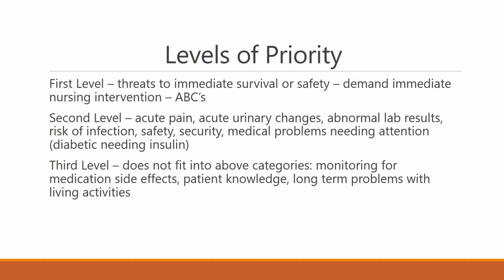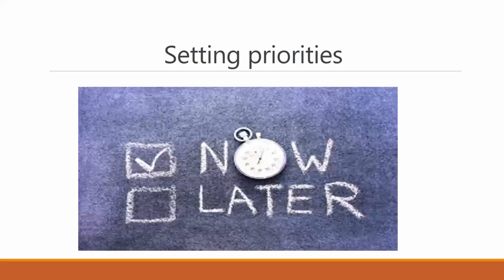Third level of prioritization is what does not fit into all categories. Monitoring of medication side effects, patient knowledge of why they're taking what they're taking, long-term problems with living activities. These are things that we can fix or get help for over time, not necessarily the first level, but we need to consider, is it something we need to fix now? Or do we have time to fix it later?